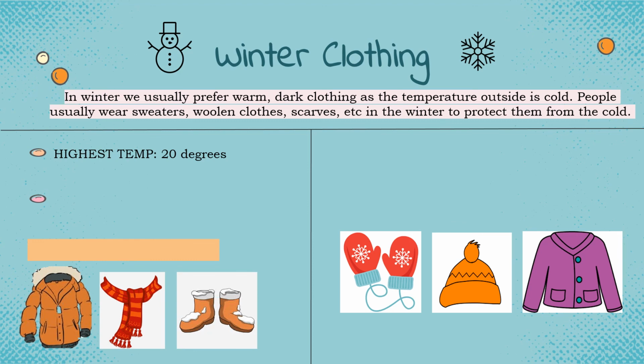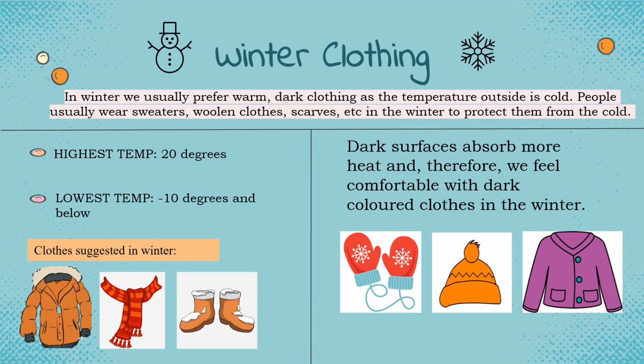The highest temperature in winter is usually 20 degrees, and the lowest can go down up to -10 degrees or even below that. So some clothes that you're suggested to wear in the winter would be some boots, some scarves, some jackets, usually woolen, gloves, just things you can keep your body insulated from the cold. Remember what insulation is? Insulation is when you are protecting yourself from the outside environment. So the heat or the cold in this matter is not going to get transferred onto you.